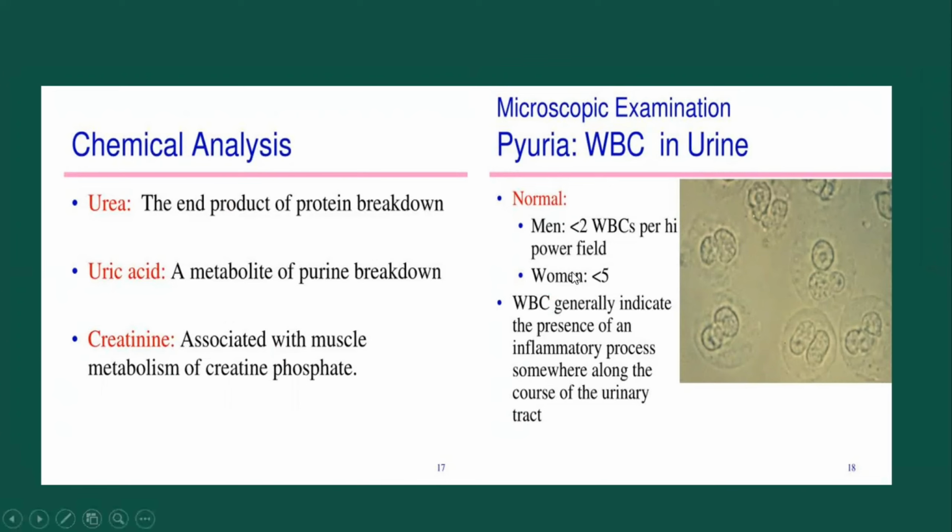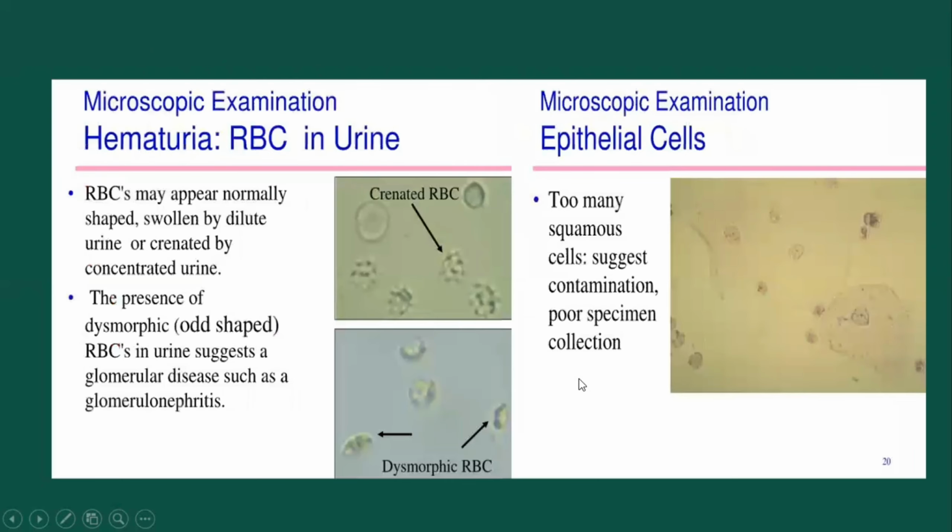WBC in the urine: normal men have less than 2 WBC per high power field, women less than 5. WBC generally indicate presence of an inflammatory process somewhere along the course of the urinary tract. Hematuria: RBCs may appear normally shaped, swollen by dilute urine, or crenated by concentrated urine. The presence of dysmorphic odd-shaped RBC in urine suggests glomerular disease such as glomerulonephritis.